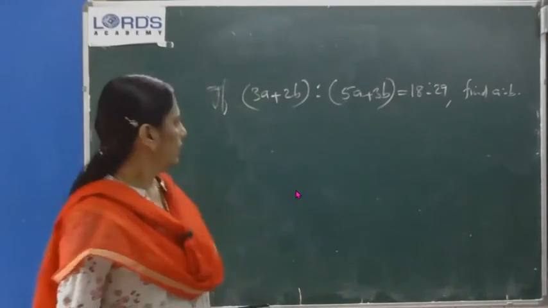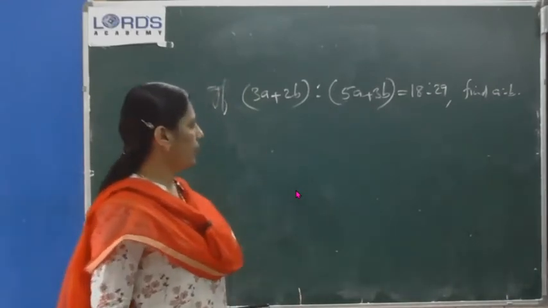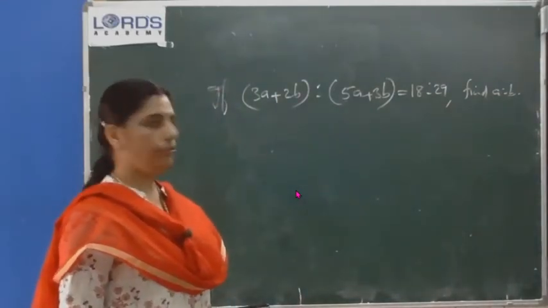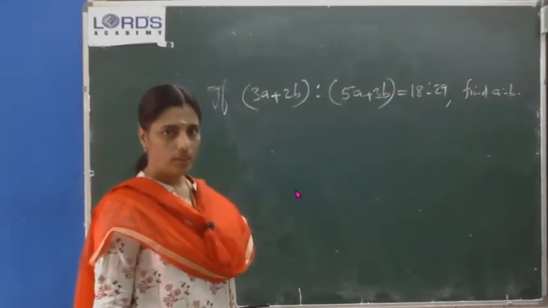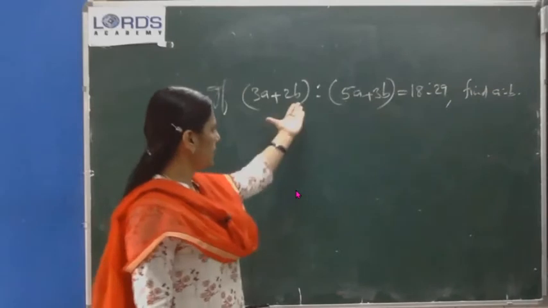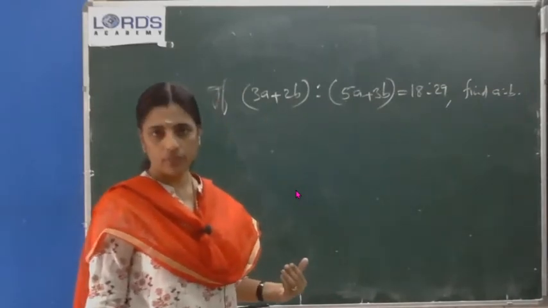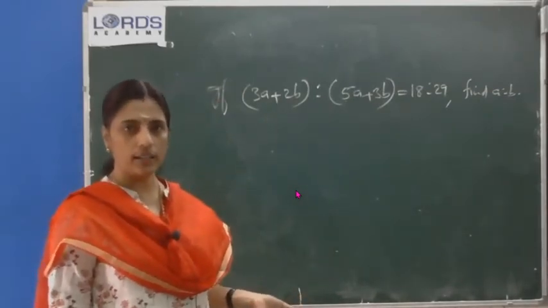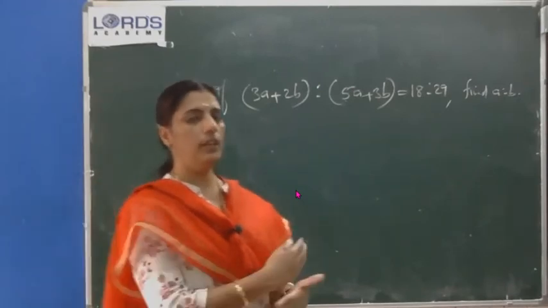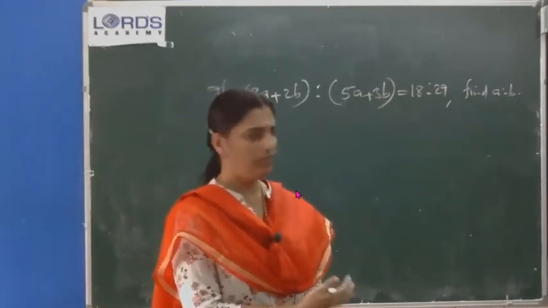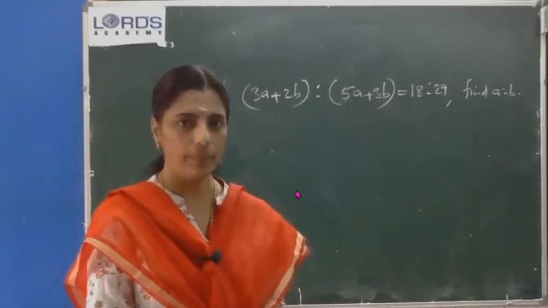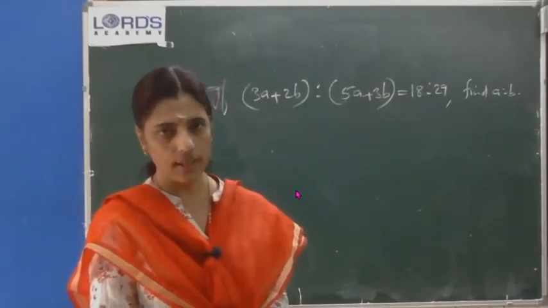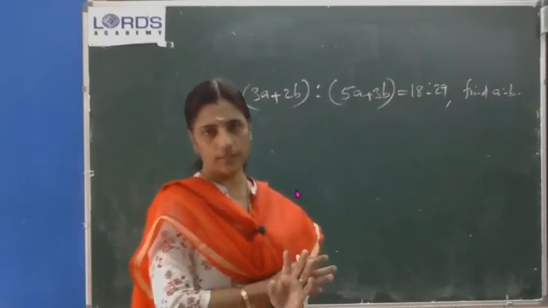Okay. 3a plus 2b is to 5a plus 3b equal to 18 is to 29. Find a is to b. Do you have any idea how to start with? First we can write in fraction form. The 'is to' form we can avoid, we can write in fraction form. Then we will cross multiply. Then we don't want a and b separate values, instead we need a by b. If you are getting the answer as a by b, that's enough. We can write a is to b, okay.